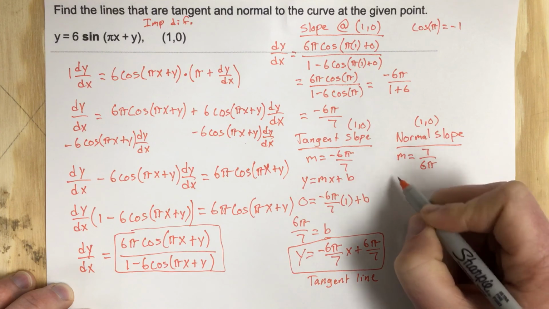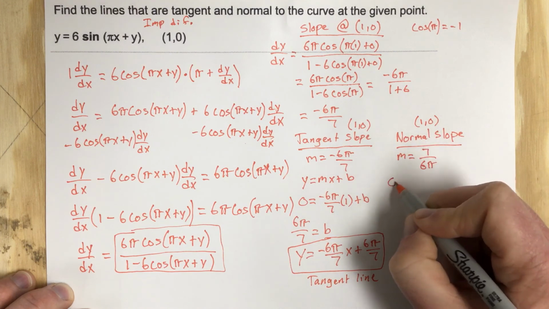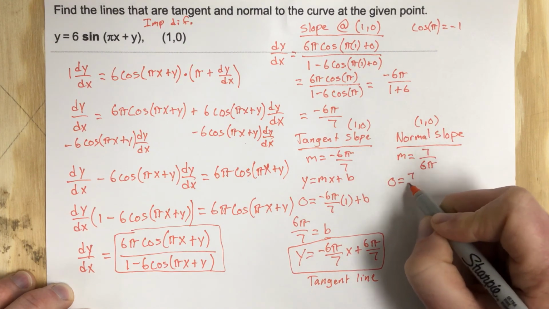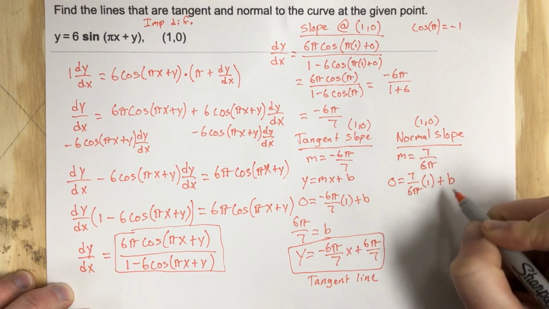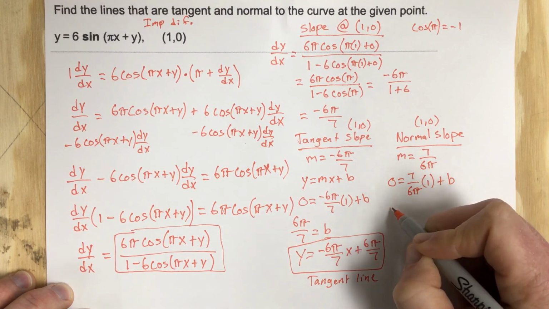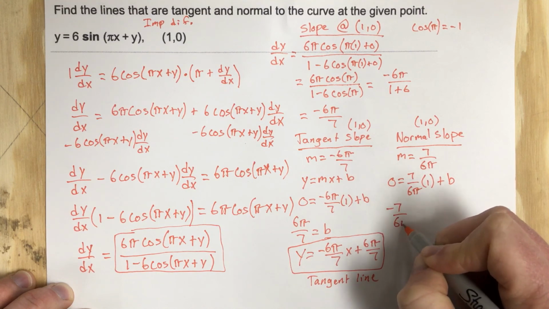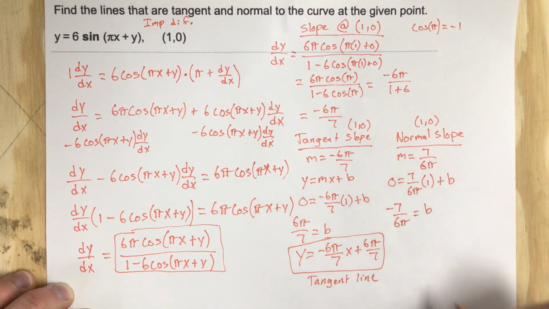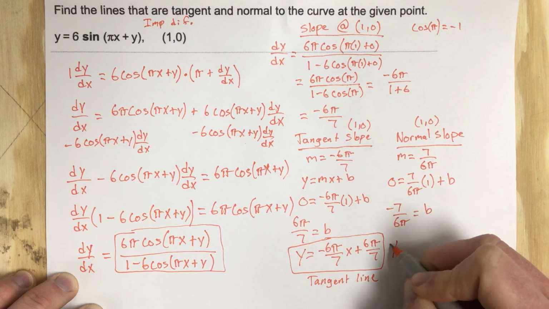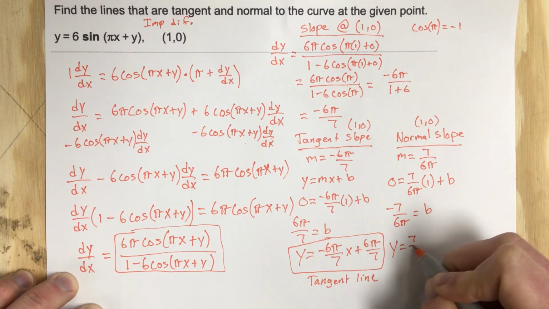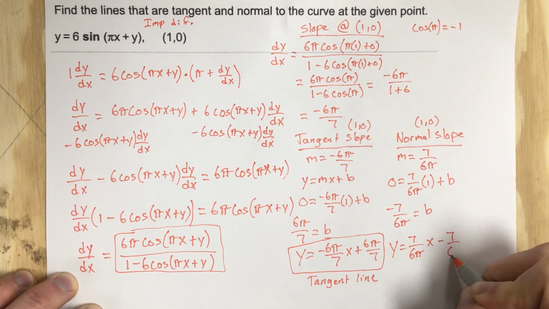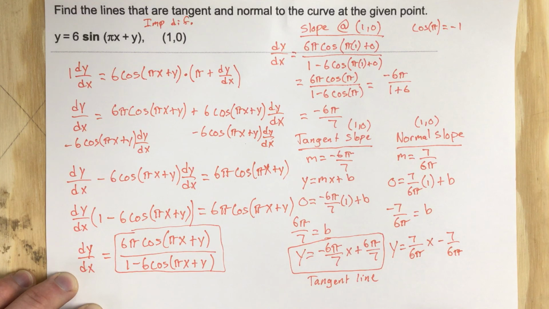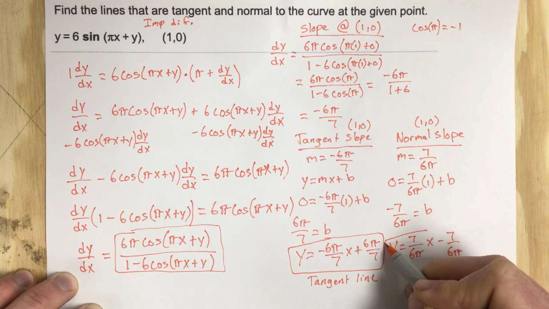The normal line then is going to be, again, 0 equals 7 over 6 pi times 1 plus b. We multiply this and subtract it over, we get -7 over 6 pi is what b is. So we can say that y equals 7 over 6 pi x minus 7 over 6 pi. So this is the normal line.